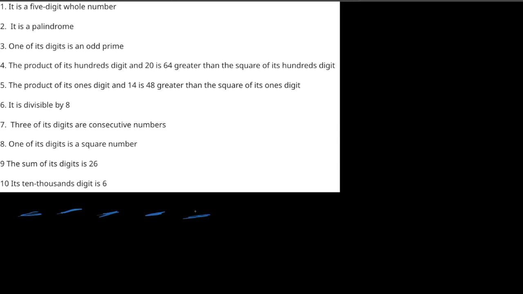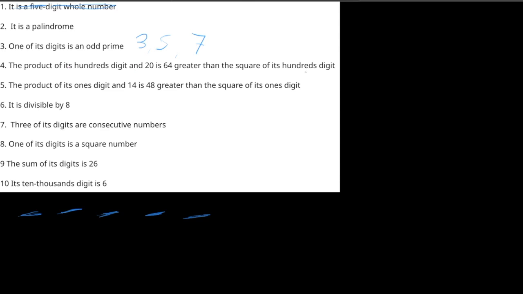It's a palindrome. That means that it's the same number going back and forth. One of its digits is an odd prime. So this means that it could be a 3, a 5, or a 7 because these are odd prime numbers. The product of its 100th digit and 20 is 64 greater than the square of its 100th digit. Okay, we'll keep that one in mind.